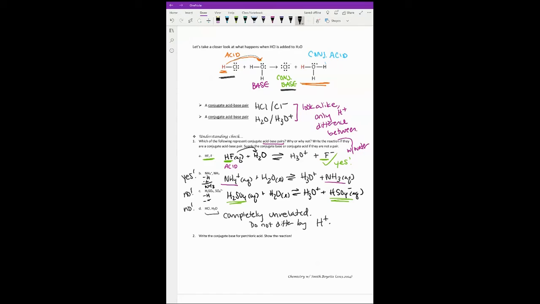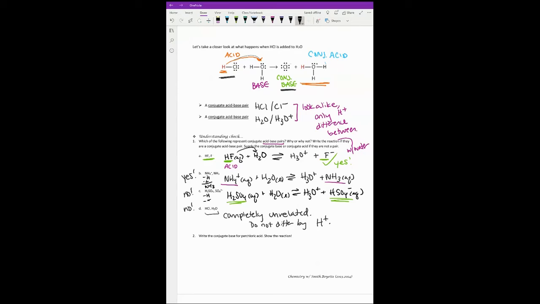It only loses one H plus at a time. So SO4 2 minus is not its conjugate base, but HSO4 minus would be. Remember that each of them needs to differ by only one H plus. For D, you'll see that they're completely unrelated, and they definitely do not differ by one H plus.